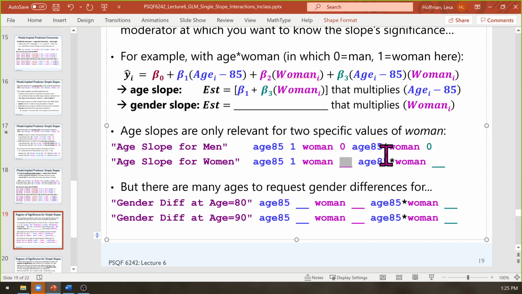This is still 0 because there's still no beta 2 involved. And what goes here? 1. Yep.